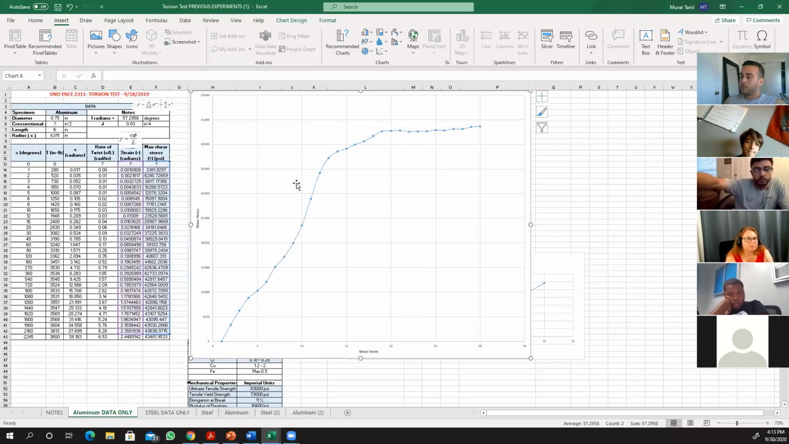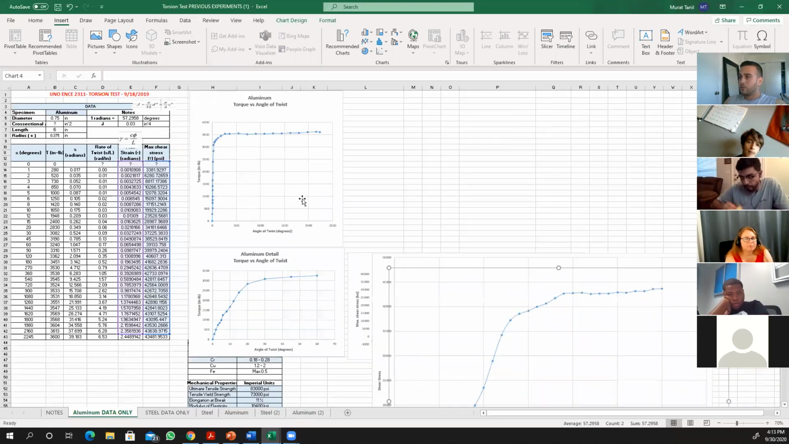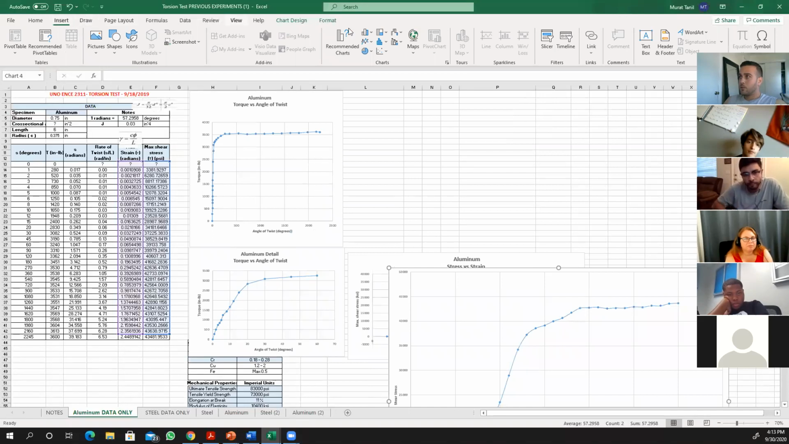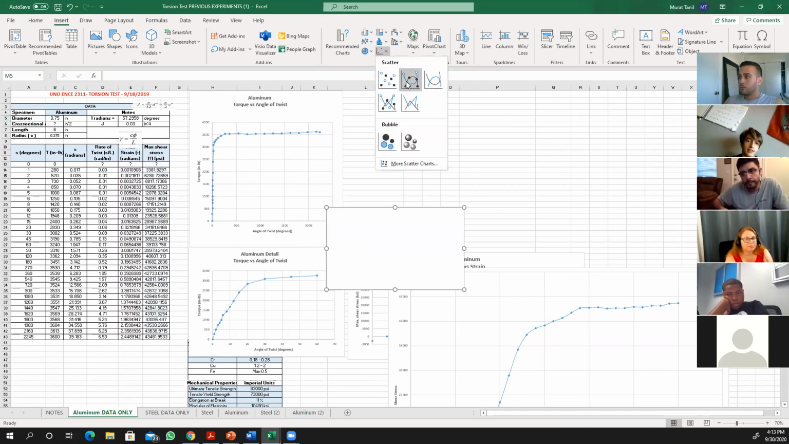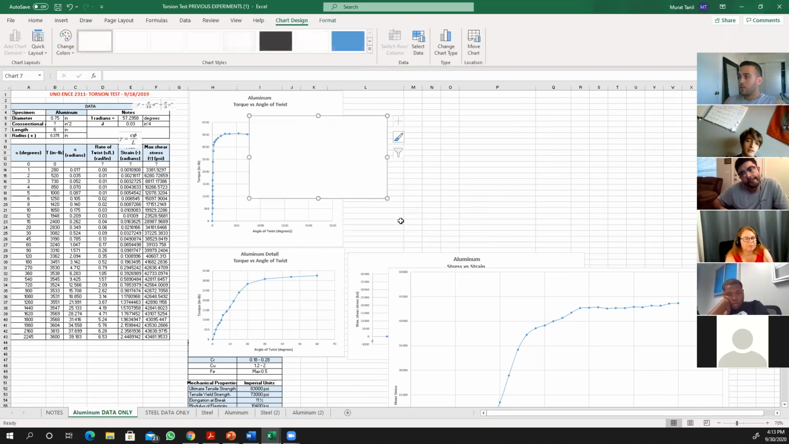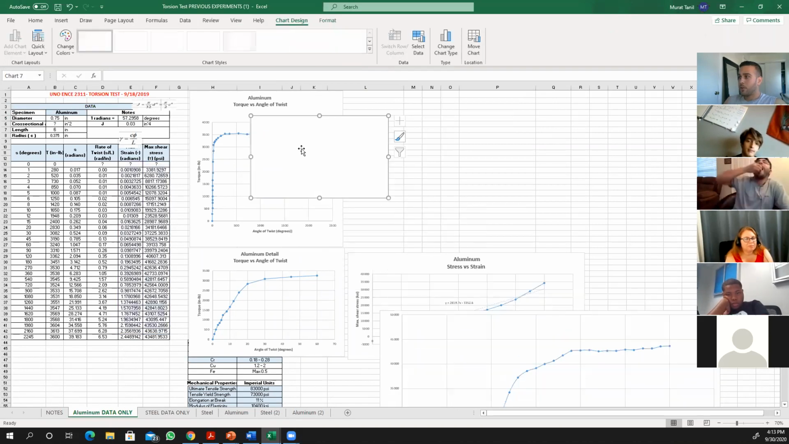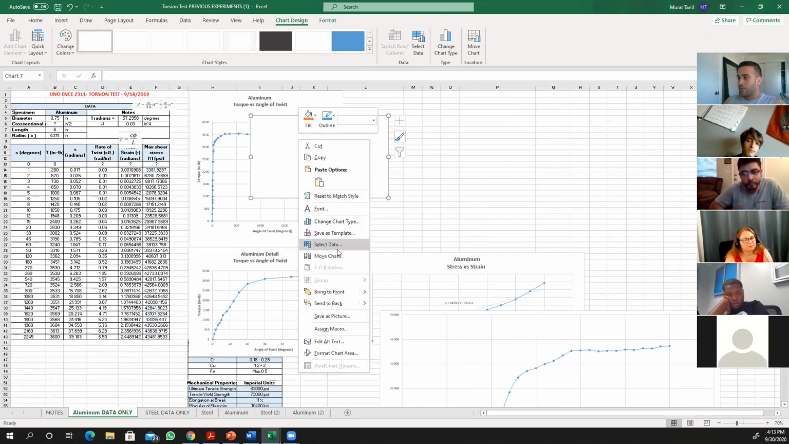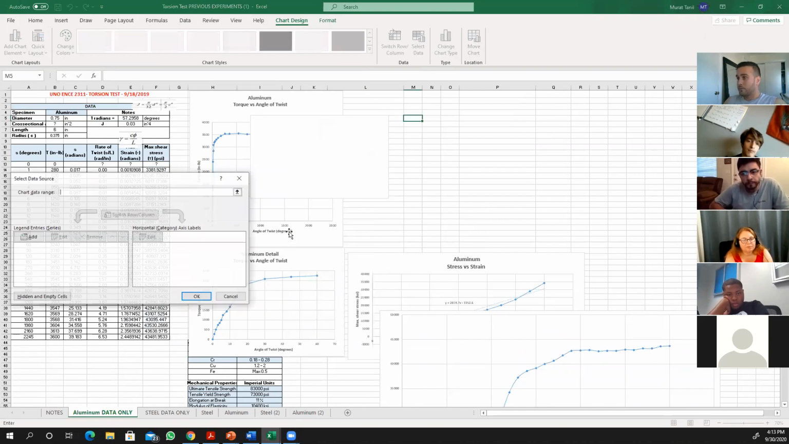Once you click it, it should appear here somewhere. Let's do it one more time. I think it's because you have that graph selected. That's why it's doing that. Okay, yeah, it's creating multiple graphs. So I start from scratch. I got my blank graph. Now I have to select the data.